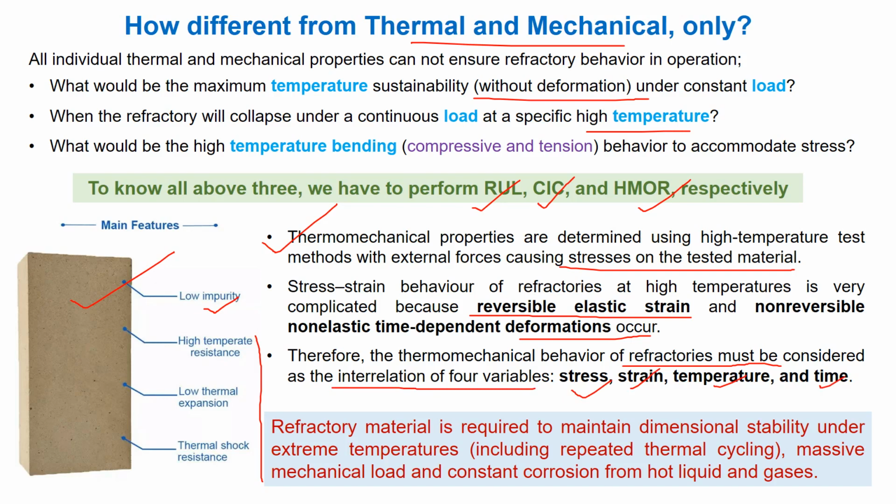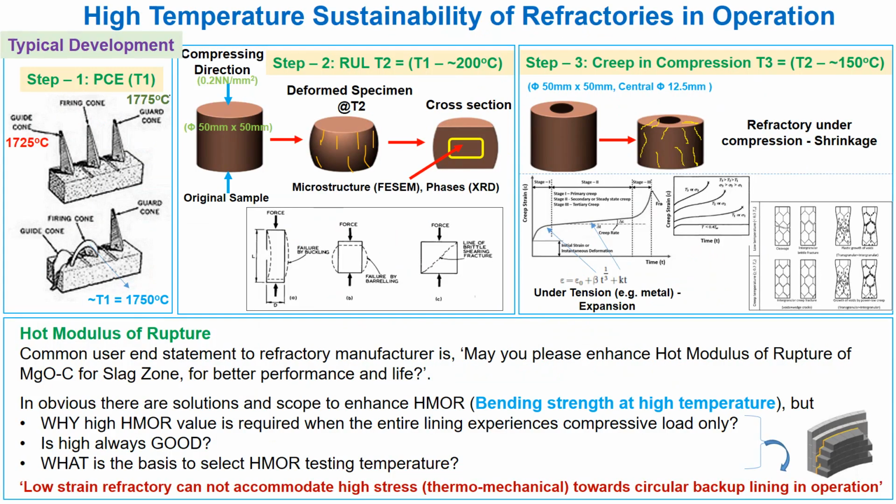Before judicious refractory selection, it is essential to remember that refractory material is required to maintain dimensional stability under extreme temperatures, including repeated thermal cycling, massive mechanical load and constant corrosion from hot liquid and gases during application. We can start our discussion with a couple of developmental works that eventually help understand the importance of thermomechanical response and sustainability during high temperature applications.